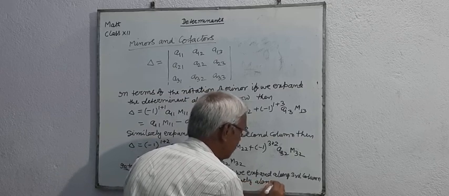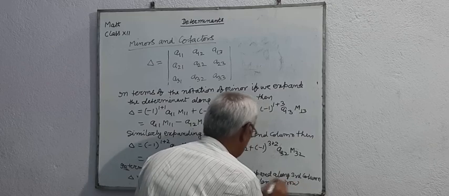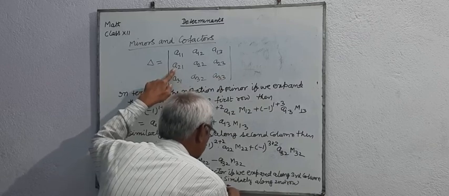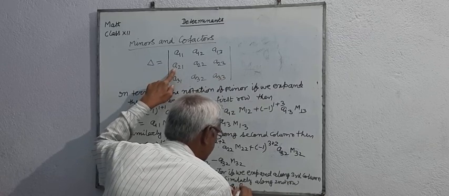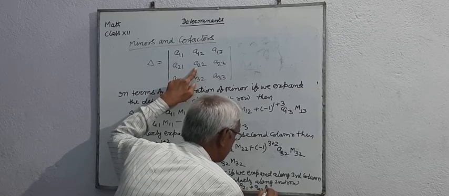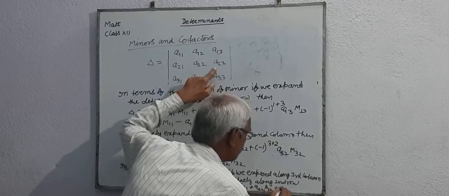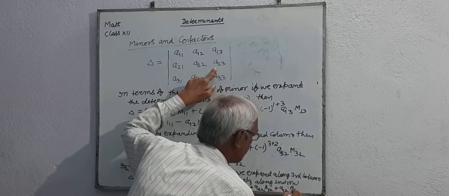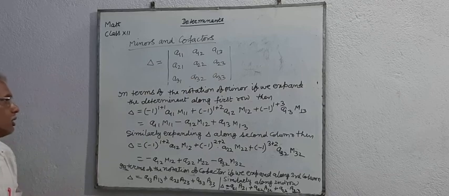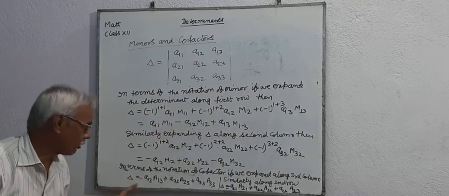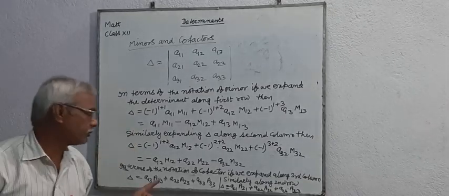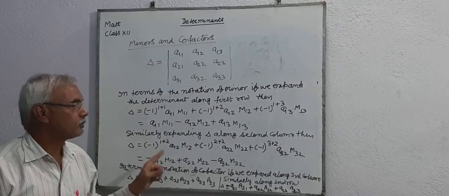Similarly, along the second row, the determinant equals a21 capital A21 plus a22 capital A22 plus a23 into capital A23. Thus we find the determinant according to minor or according to cofactor.